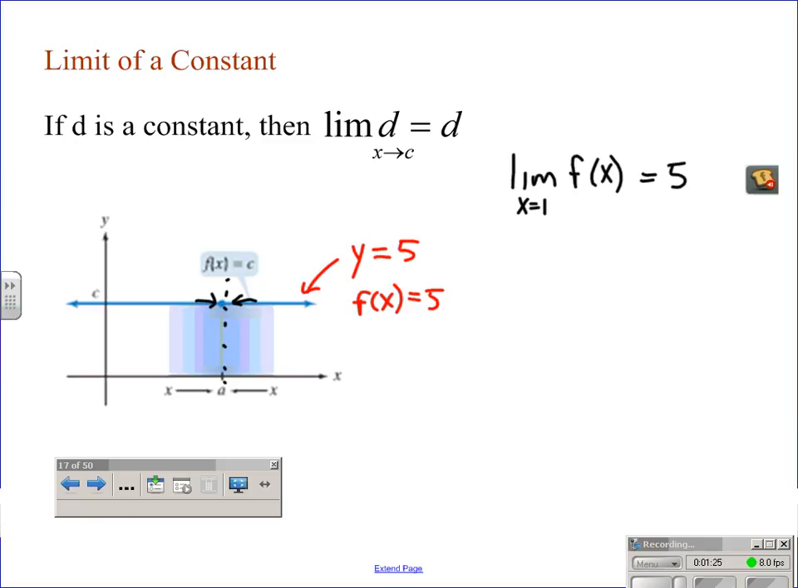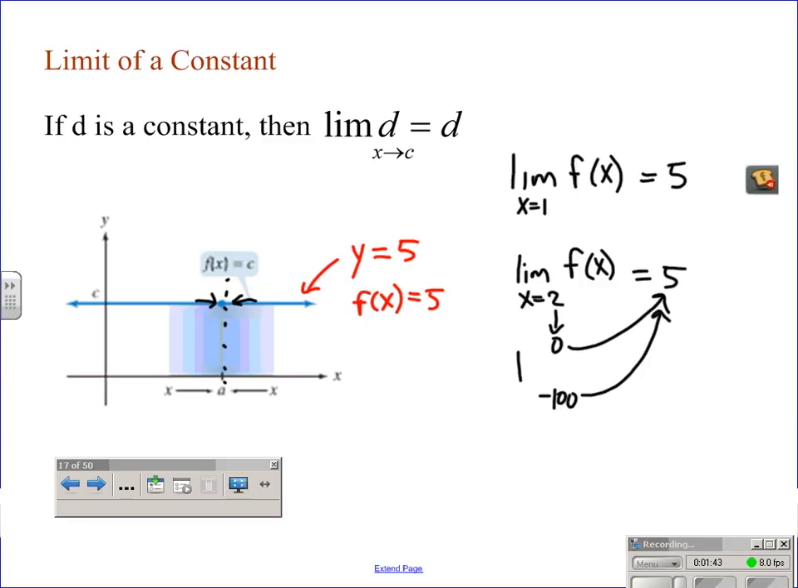And if we have the limit of f of x as x is approaching, let's say, 2, then we still get 5, and so on. And if you were to change this to 0, this is still going to be 5. If you were to change it to negative 100, it's still going to be 5. So that's how the limit of a constant works. You're always going to say it's equal to whatever that constant value is.